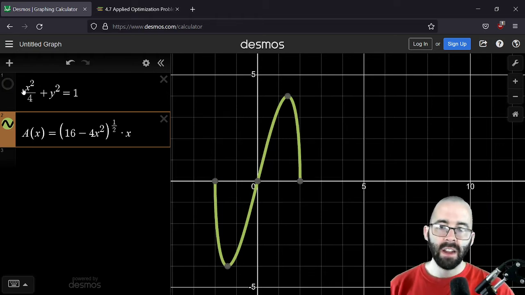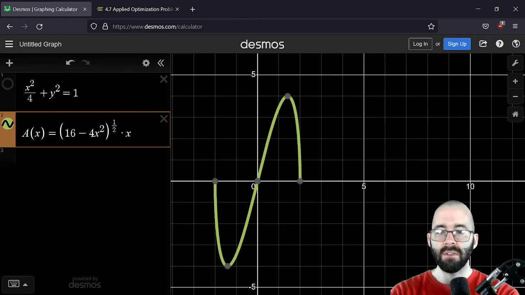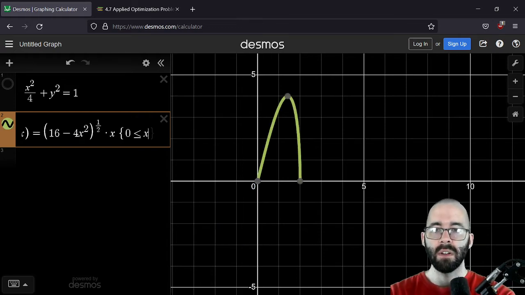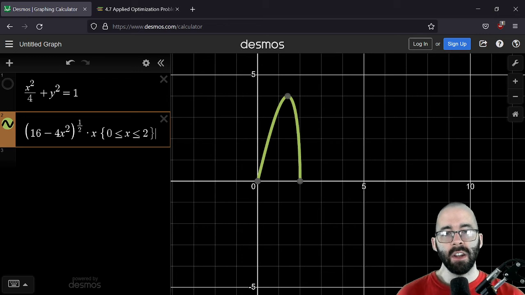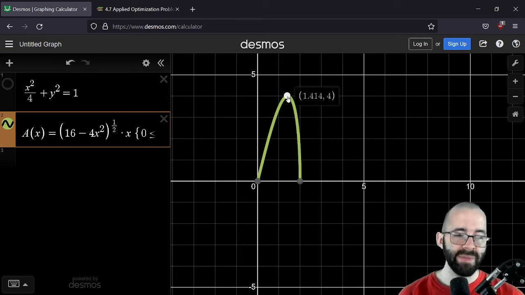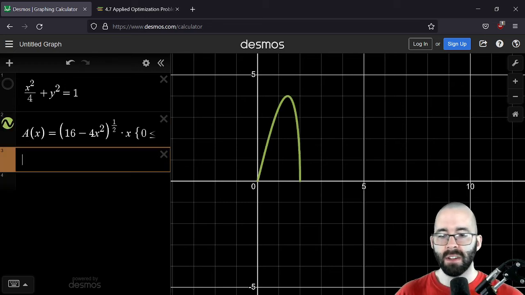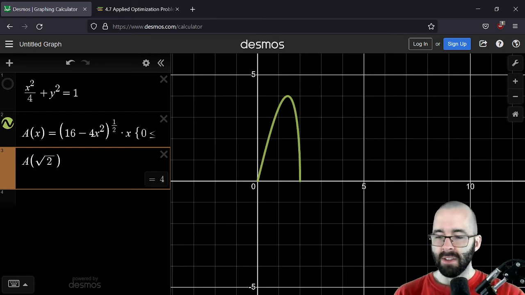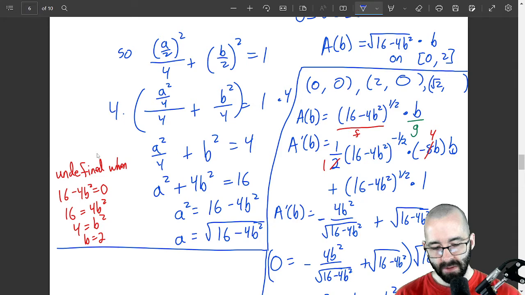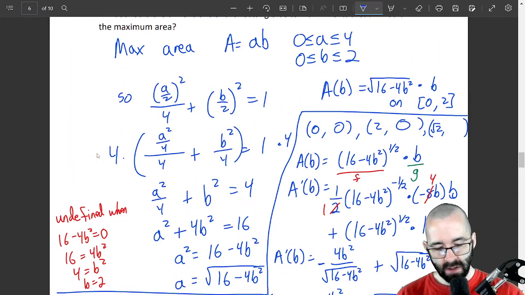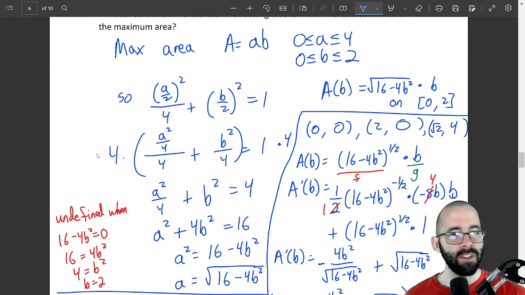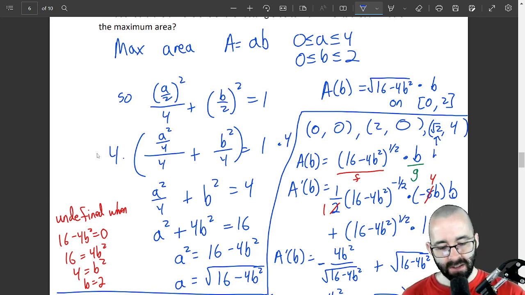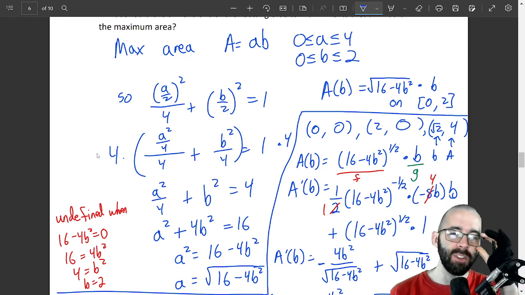This is our area function. And again, we're curious about this area function only from 0 to 2. Trying to maximize the area should be at the square root of 2. And that's exactly what the square root of 2 is. 1.414 about. What is the area when x is the square root of 2? Area of the rectangle is 4. So these are our 3 candidates. Which of these has the biggest area? This is our b value. This is our area. When b is square root of 2, we get the biggest area here.